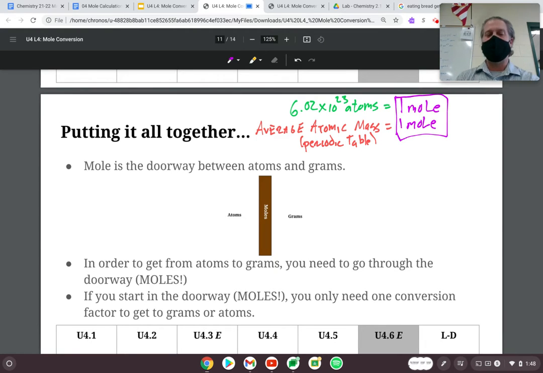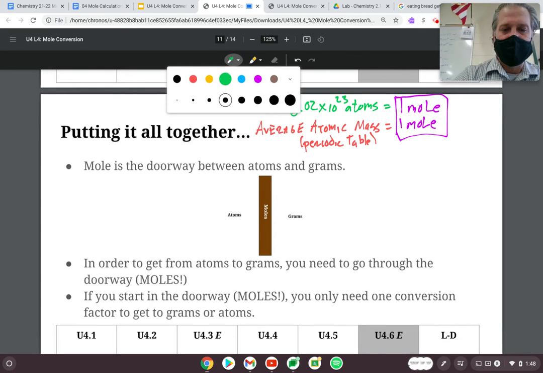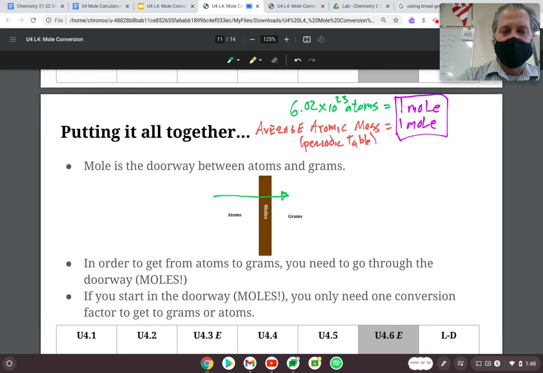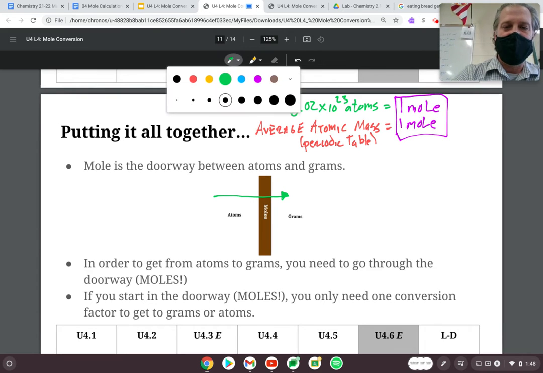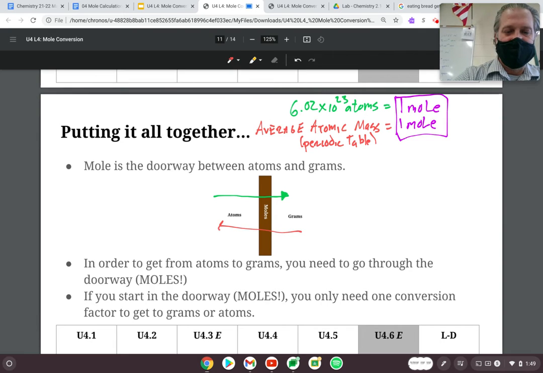Now, what I'd like to point out is that this is supposed to be a door. It's the mole door. And so if you wanted to go from, say, atoms to grams, you'd have to go through the mole door. And if you wanted to go from grams to atoms, you'd have to go back through the mole door. That should give you an idea of the number of steps someone might have to go through to complete a problem of this nature. So the easiest way to show you is to do a couple of the examples that are left in your notes. So let's do that then.